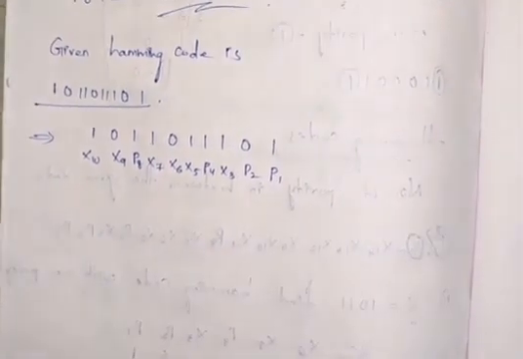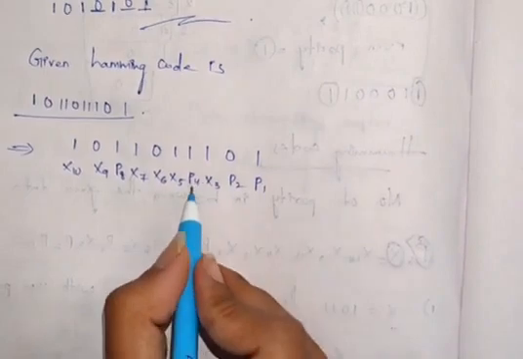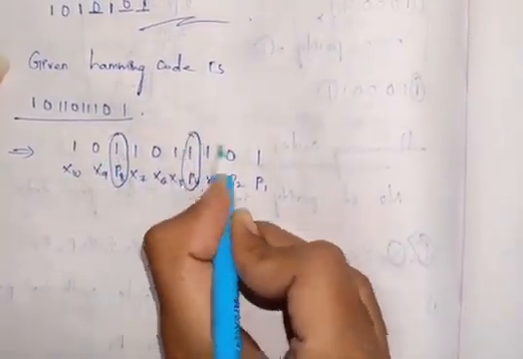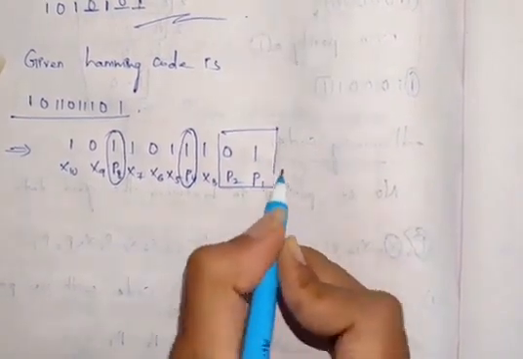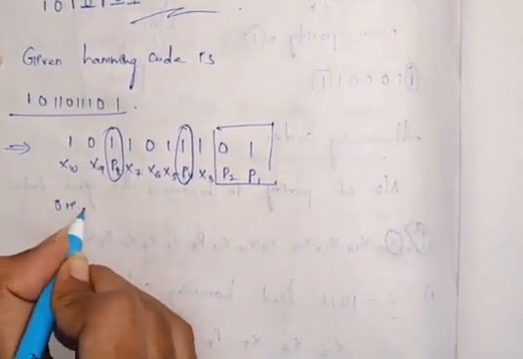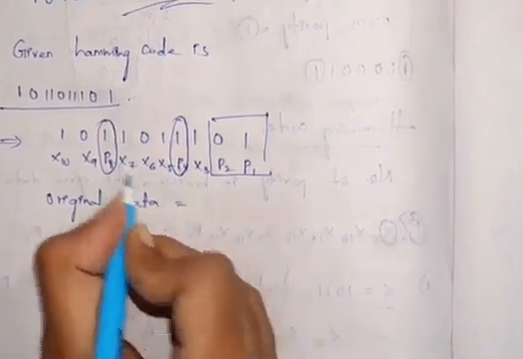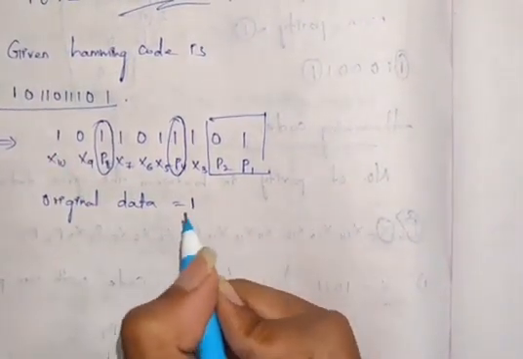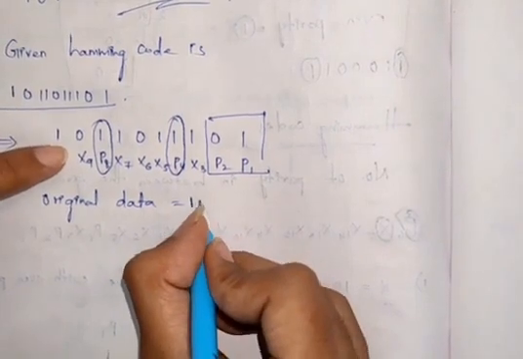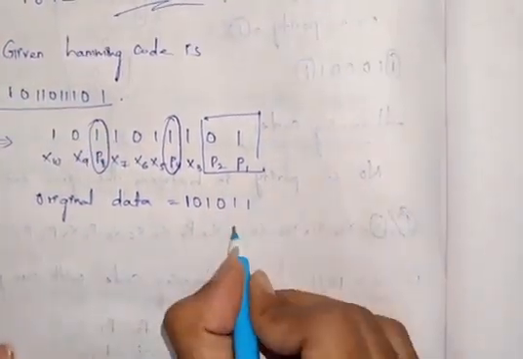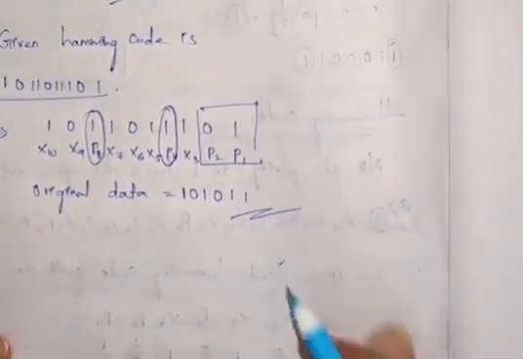If the given data is a Hamming code, we should remove the parity bits. We should remove the parity bits and write the remaining code. Therefore, original data. By removing parity bits, we get 1 0 1 0 1 1. Therefore, the original data is this.